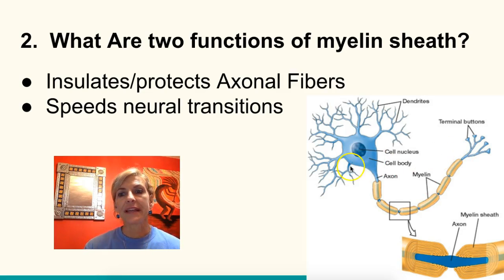First we need a fatty protective coat, and then it also helps speed up neurotransmission. We have a slide on that later talking about saltatory conduction, which is made possible because of the myelin.